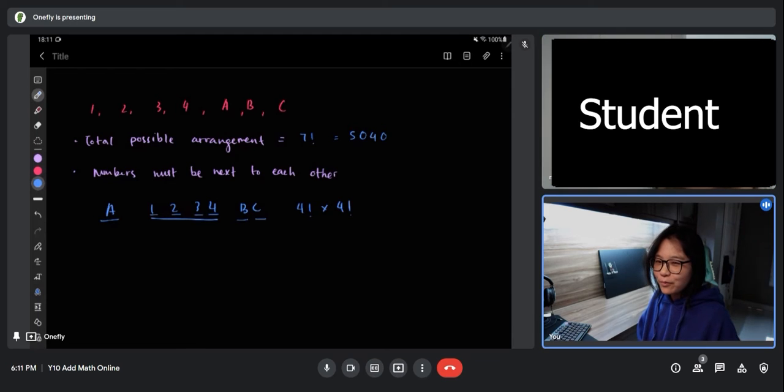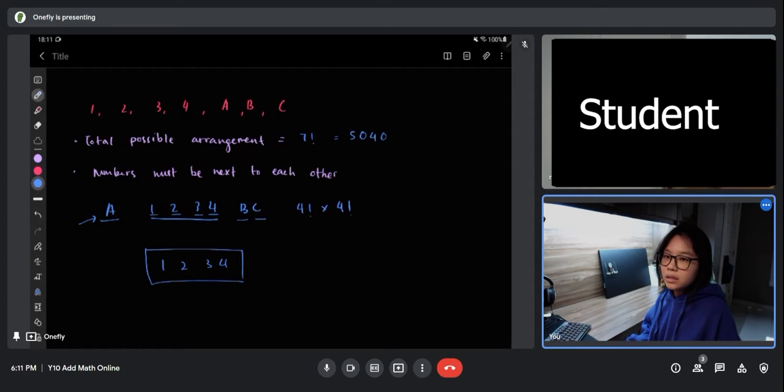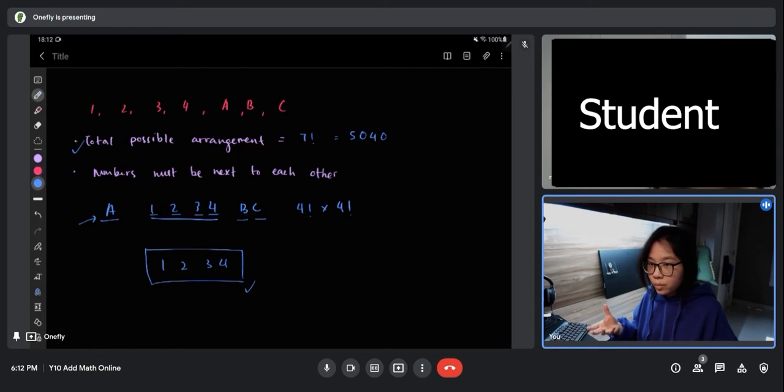But why 4P4? Because within the four positions you have, you don't look at this arrangement anymore, because we already arranged the letters and the numbers. Now we are rearranging the numbers only. Just look at this as a separate question. For total possible arrangements like this one, it's very straightforward: you just do 7 factorial. Then for total possible arrangements for the numbers only, it's 4 factorial.